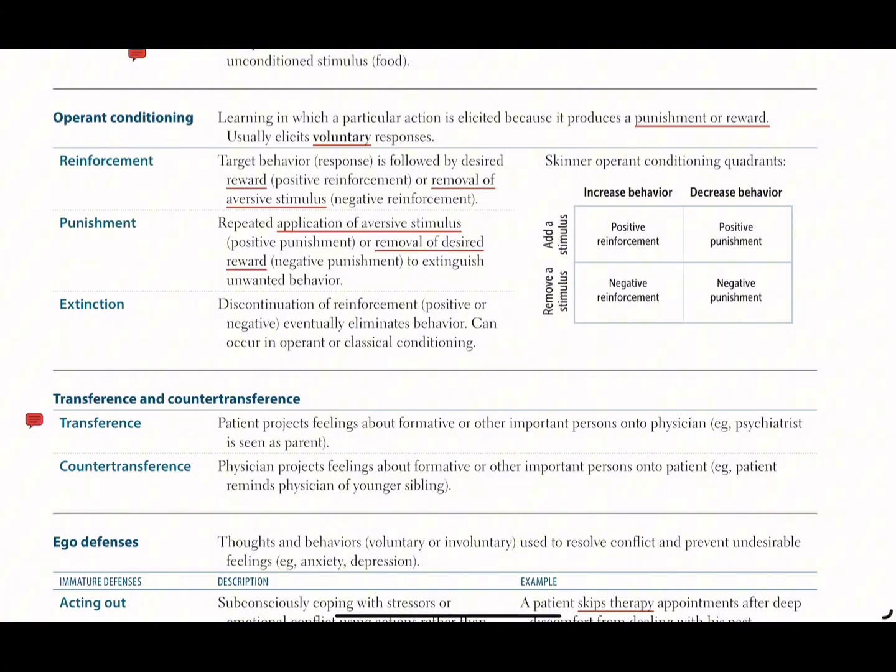So there are things that increase the behavior and things that decrease the behavior. Usually reinforcement is used for increasing the behavior. Positive reinforcement is giving a reward, and negative reinforcement is removing something bad. These two help increase the behavior. Positive is adding a stimulus, and negative is removing the stimulus.